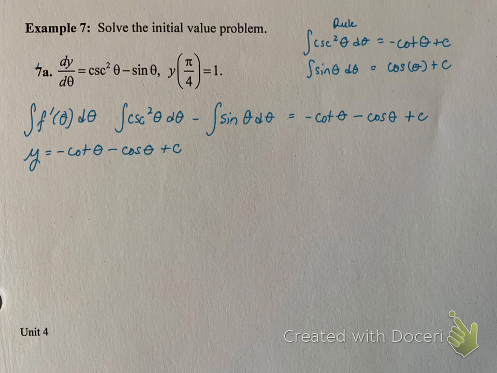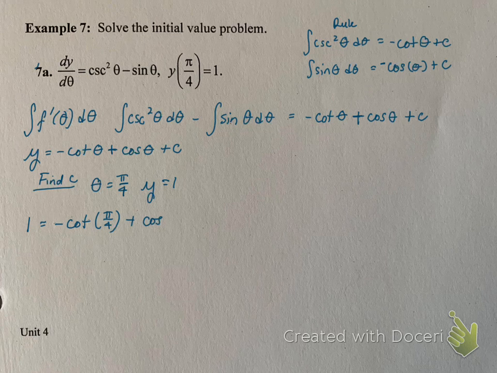Actually, guys, the integration of sine is negative cosine, so this is going to change this into a plus. So let me just fix that really quick. Okay, so next we have to look at this, and we got to find c. So find c. I know that theta equals pi over 4, and I also know that y is equal to 1. So I'm going to plug in this information. So 1 equals negative cotangent at pi over 4 plus cosine at pi over 4 plus c. Okay, so I'm solving for c.